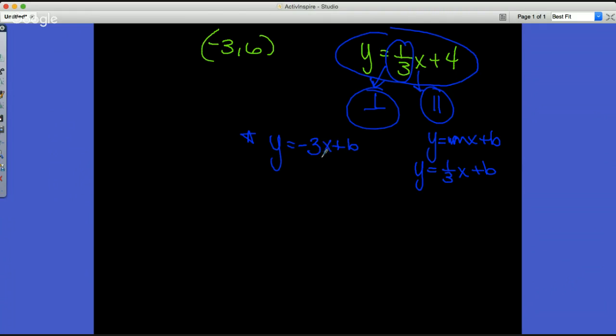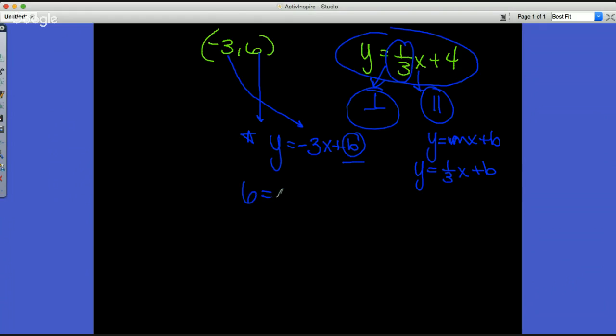And now what we want to try to do is solve for the missing parts. Now, x and y are going to remain there, right? They're all by themselves, and they want to stay there. But b is all alone. We want to put a value for that. Remember, what does b stand for? B stands for that y-intercept. And so we can find that y-intercept by plugging -3 in for x, as well as 6 in for y.